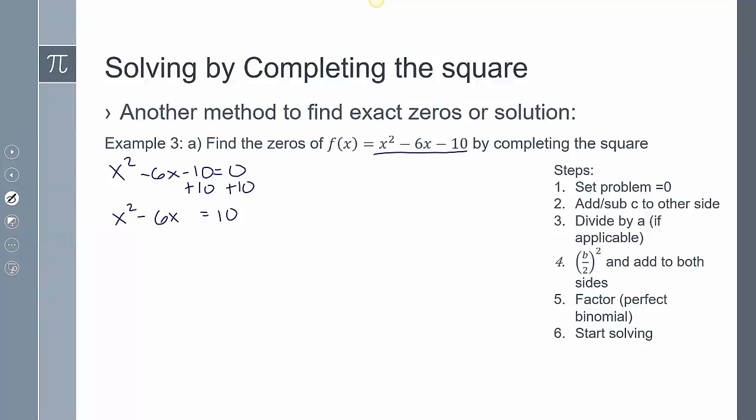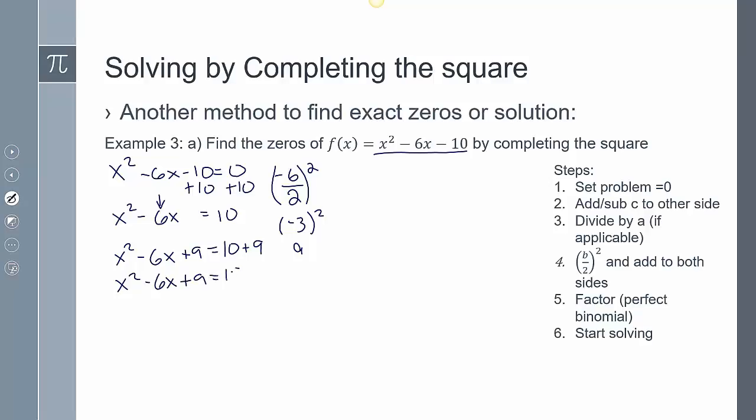Now step 4 says I need to take b divided by 2 squared and add that to both sides. So here's my b, so I take -6, divide it by 2, square it, and I'm going to add that to both sides. So I'm going to get x squared minus 6x plus 9 equals 10 plus 9, which is the same as x squared minus 6x plus 9 equals 19.